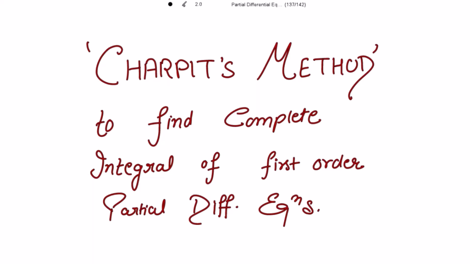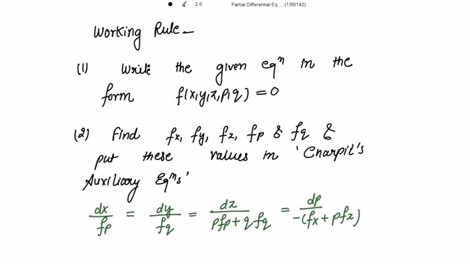Good morning. Here we are going to start Charpit's method to find the complete integral of first order partial differential equations. What is the working rule for this? First, we need to write the given equation in the format f equal to 0. And then we need to find fx, fy, fz, fp, fq. What is fx? Fx means differentiating f with respect to x. Likewise the other ones. And then we have to put all these values in the Charpit auxiliary equations.